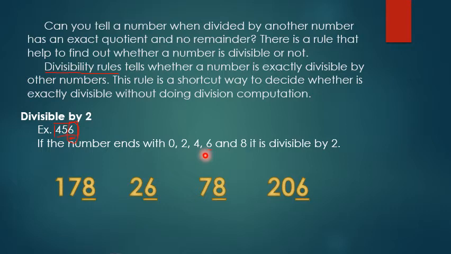Ano nga uli ang rule natin pag divisible sa 2? Nagtatapos sa 0, 2, 4, 6, 8. So, pwede po ang 122. Bakit po siya divisible by 2? Kasi nagtatapos siya sa 2 kasi nandito siya. Pwede rin po ang 30. Bakit siya divisible by 2? Nagtatapos siya sa 0. So, nandito siya sa rules. So, ganun lang po kadali ang divisible by 2.